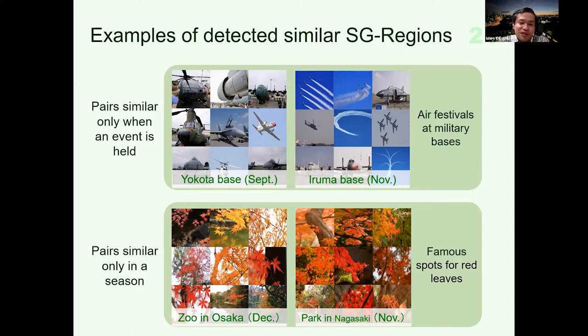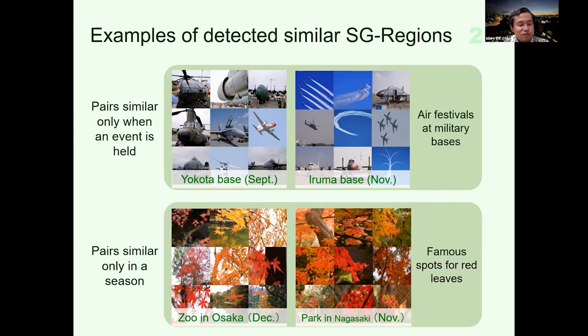Then the next one is pairs that are similar only in some season. So this is more natural stuff. The one to the left is a zoo in Osaka in December. Then to the right is the park in Nagasaki in November. As you might know, Japan runs from the north to the south. We have natural phenomena at quite different timings of the year throughout the whole country. So although this is just November and December, this could happen in September in the north, right? So you can find this kind of similar natural phenomena throughout the country.